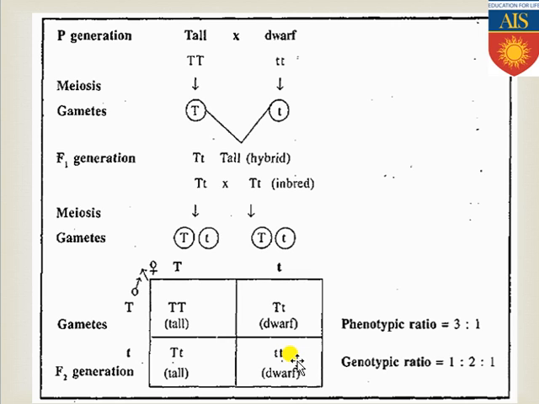But if you consider the genotype for calculating the ratio, you will see that capital T is the homozygous dominant, capital T, small t is heterozygous dominant, and small t is homozygous recessive. So for that reason their ratio is coming 1:2:1. So this is the phenotypic and the genotypic ratio which is commonly found after the monohybrid cross. The phenotypic ratio will be 3:1 and the genotypic ratio will be 1:2:1.